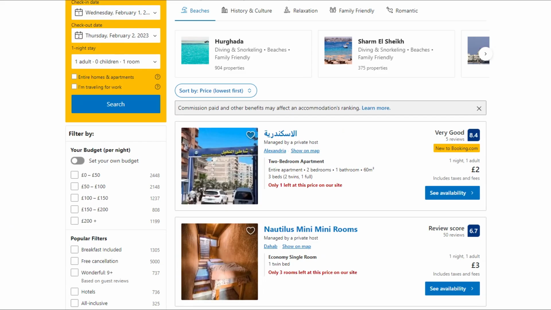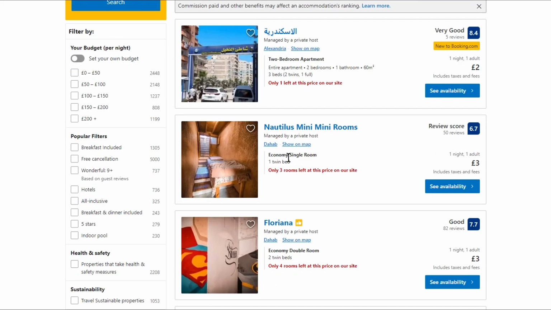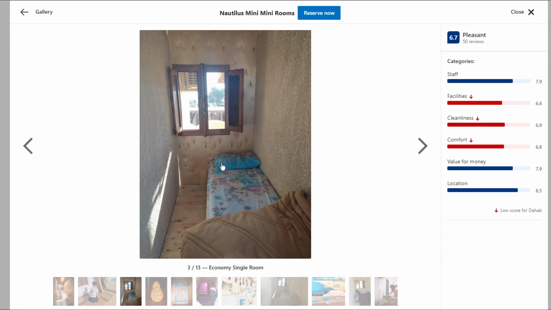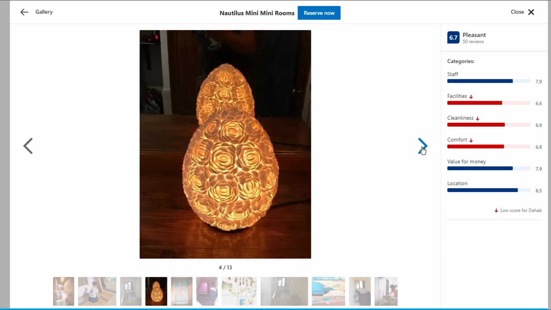No pictures. That one doesn't count. There's no pictures. Economy single room, £3. Mini rooms. That's going to be very small. That is very basic. Still, that's good enough for me. As long as you can actually sleep on the bed, that is good enough.